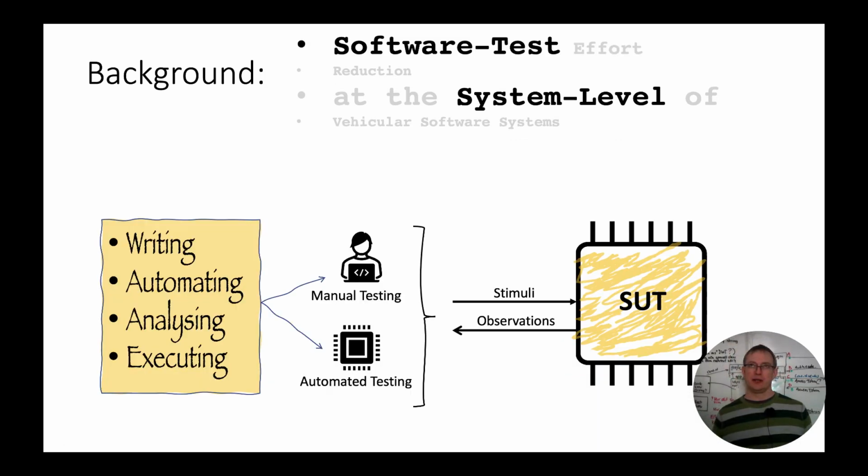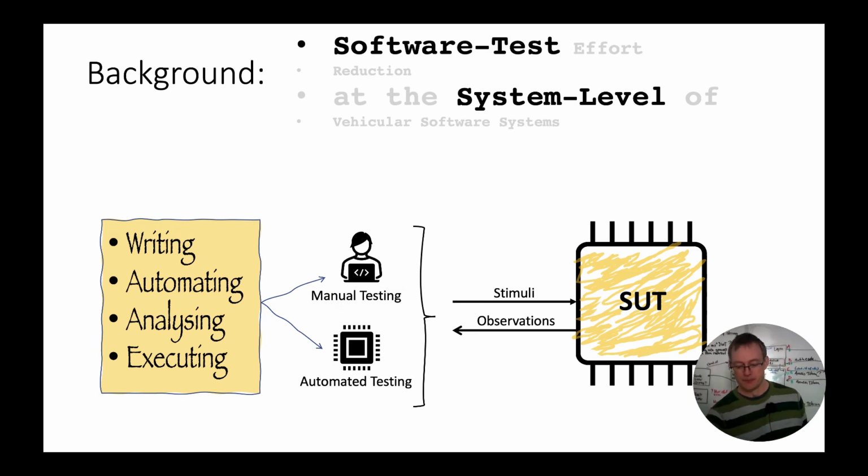Well, if we remember the previous picture that I showed, we have a system under test. So this is a system or a subsystem in this V model. We send in stimuli and observations, and we do some manual testing or automated testing. And still, I'm studying the writing, automating, analyzing, and execution of it. However, this was not the entire truth.